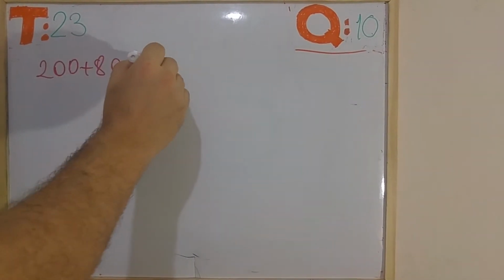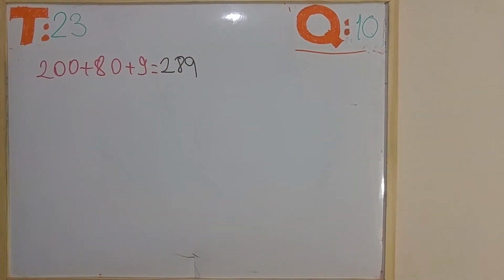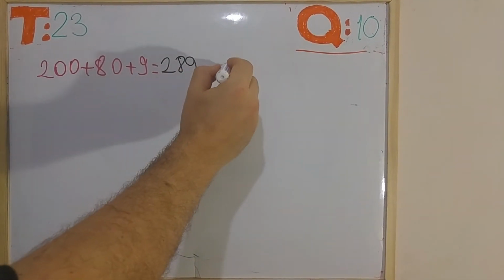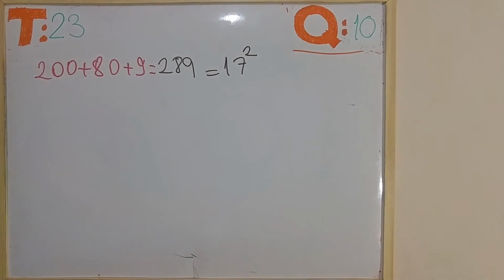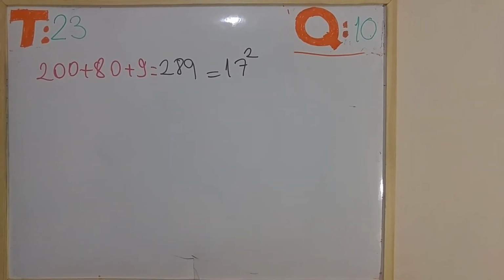This is equal to 289, and 289 is the square of 17. So the answer is 17 squared.